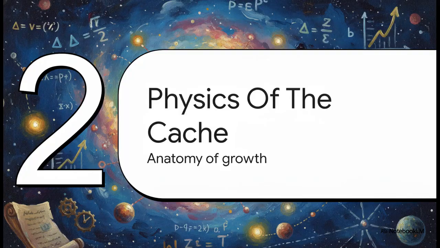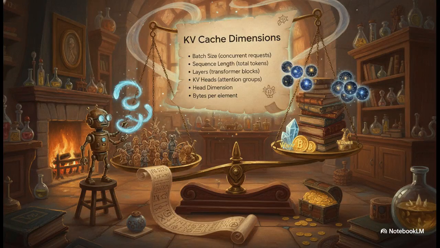Chapter 2, Physics of the Cache, the Anatomy of Growth. Now, the way this cache grows isn't some dark mystery. It's a strict linear formula. To figure out your exact memory footprint, you just multiply the batch size, sequence length, layers, KV heads, head dimension, and the bytes per element. Then you multiply all of that by 2, simply because you have to store both the keys and the values.